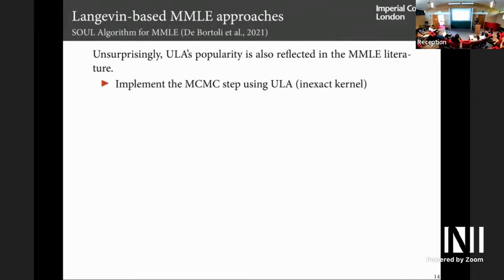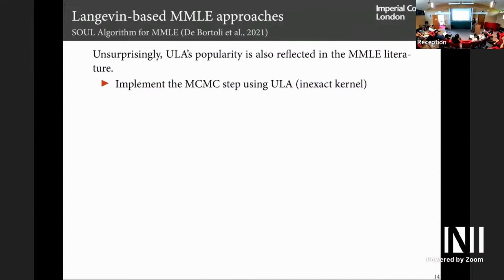All right. So of course, ULA has become very popular in the literature. People have used it for many things, and also for this sort of maximum marginal likelihood estimation. It's Valentin's paper with Alan and Marcelo. So people have used this, of course, for what I described as the EM.